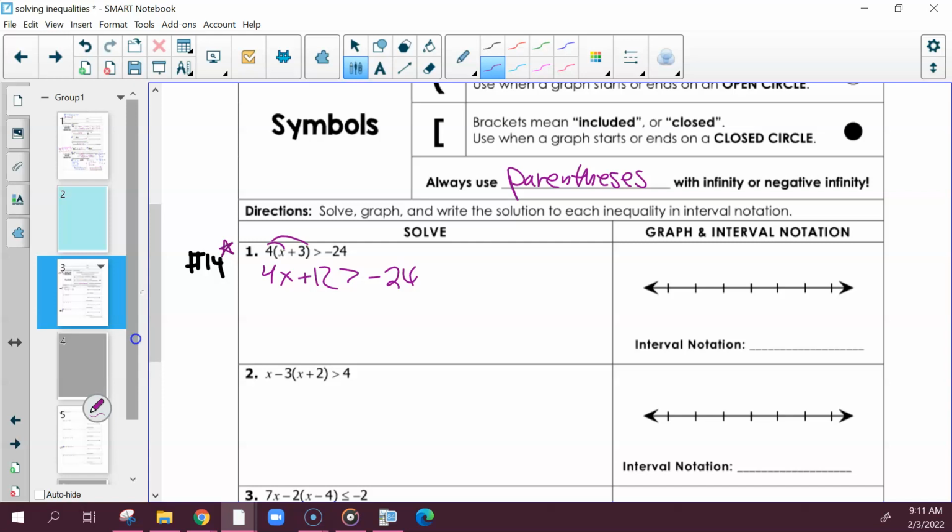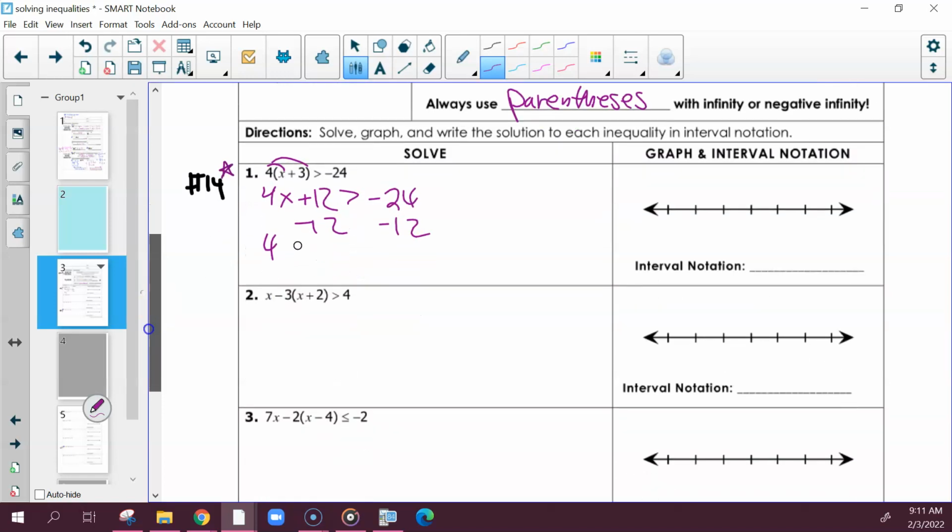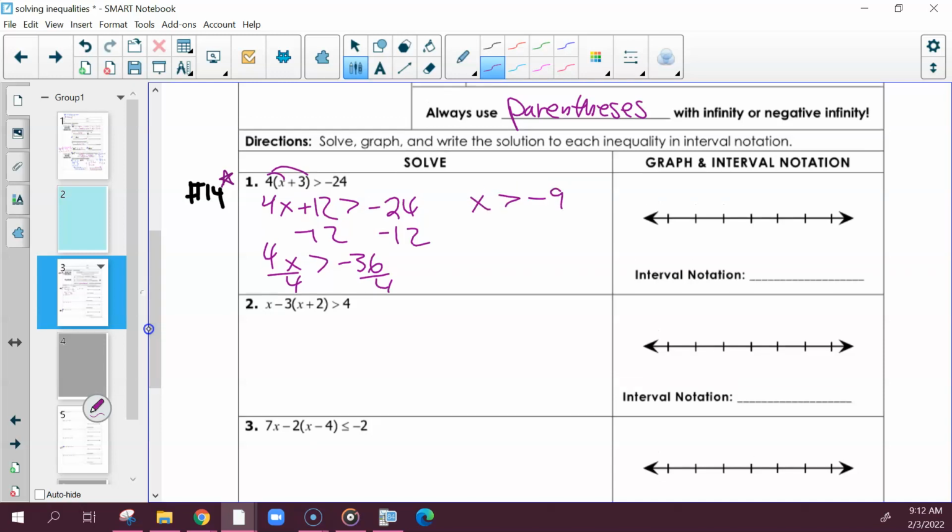Right, and then continue solving this. So subtract 12 on both sides. And divide. Would my sign change? No. So we could graph this like normal. Open circle at -9, going to the right.